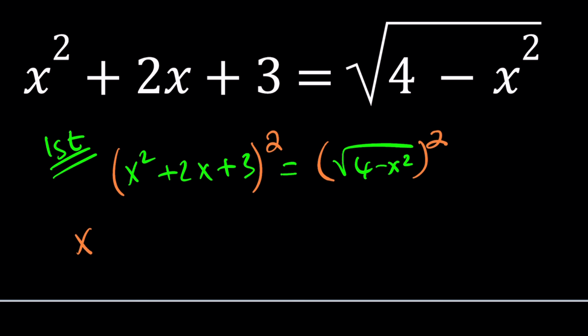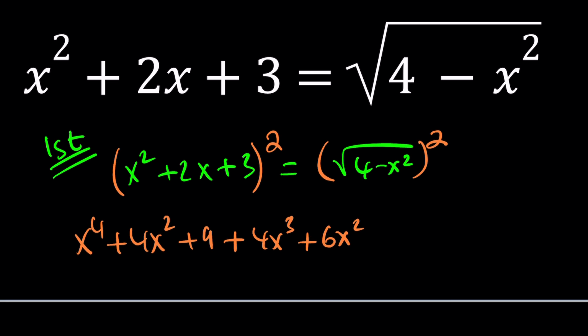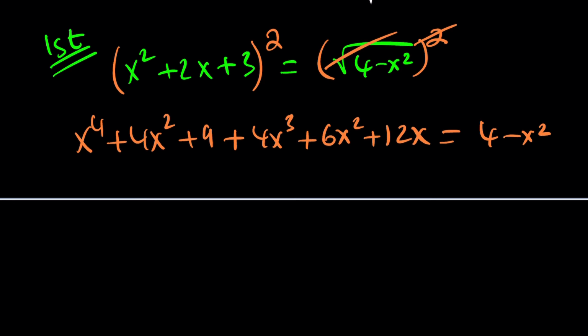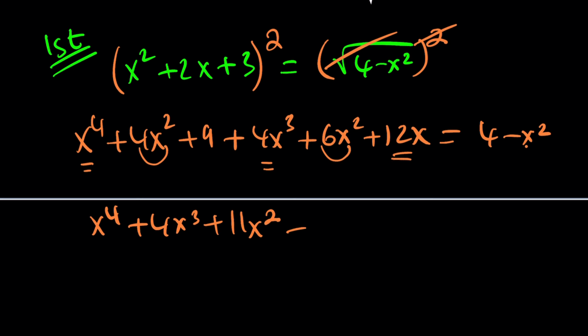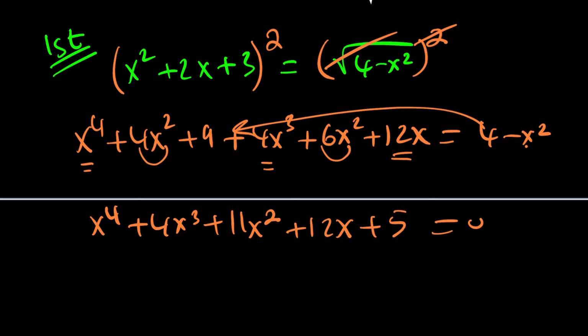That's going to give us something with lots of terms, x to the fourth plus 4x squared plus 9, hopefully you know the formula, plus 4x cubed plus 6x squared plus 12x. And the right hand side, the radical just disappears like this, and we get that. Let's go ahead and put everything on the same side. We have x to the fourth plus 4x cubed, this one and this one. And if you add these two, 10x squared, bring this over, 11x squared. And then we have 12x, and then 9 minus 4 is 5. So this is our quartic equation.